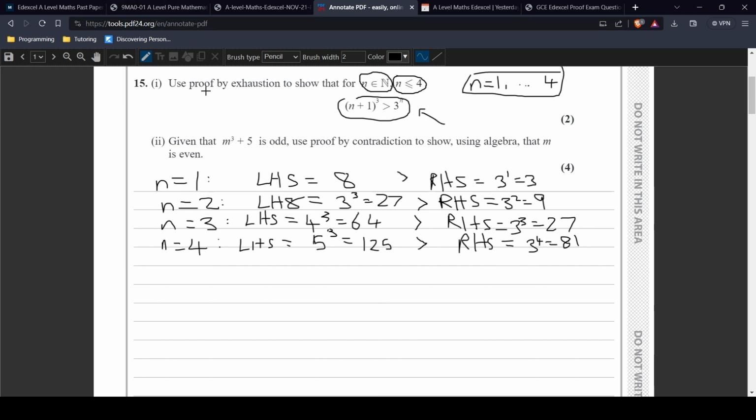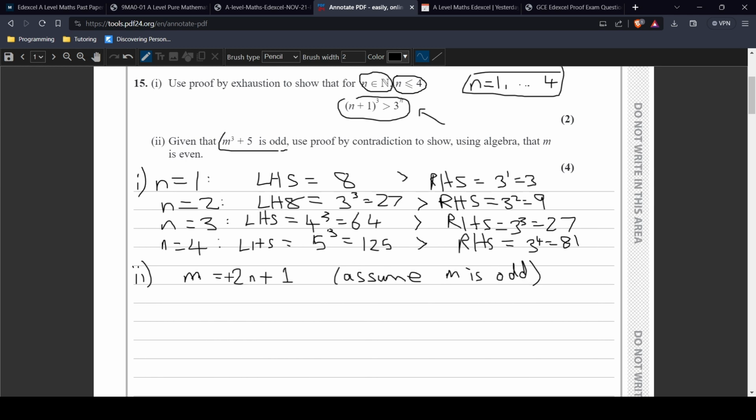Okay, now for part 2. Given that m cubed plus 5 is odd, use proof by contradiction to show that m is even. Okay, so proof by contradiction, that means we want to assume the opposite. So we assume that m is odd. So we assume m can be written like this, m equals 2n plus 1.